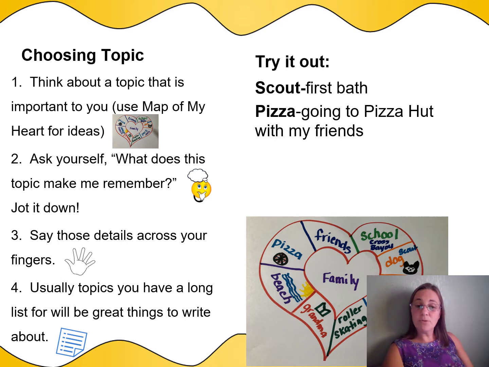Now I'm ready for step 3. Say the details across my fingers. Well, we went to Pizza Hut. We had pepperoni pizza. And that's about all the details I can remember. That's not really a lot of details. Not so sure that's going to be a great story to tell. Back to my heart map. All right, looking at my heart map, picking a new topic, beach. Okay, so my topic is beach.